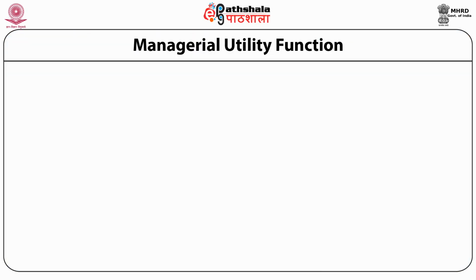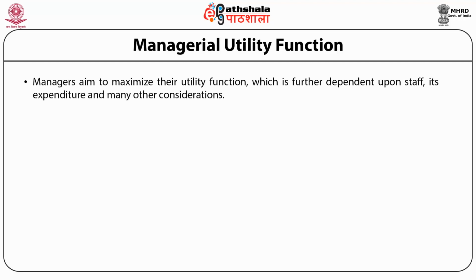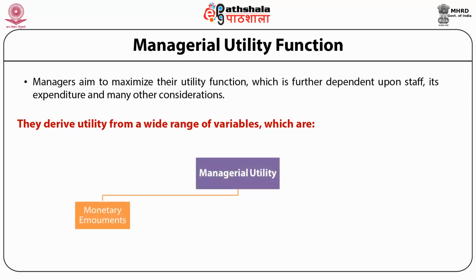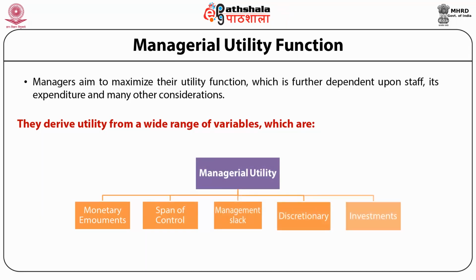Managerial utility function. The managers aim to maximize their utility function, which is further dependent upon many factors, which are staff, its expenditure, and many other factors. They derive utility from a wide range of variables such as monetary emoluments, span of control, management slack, and discretionary investments.